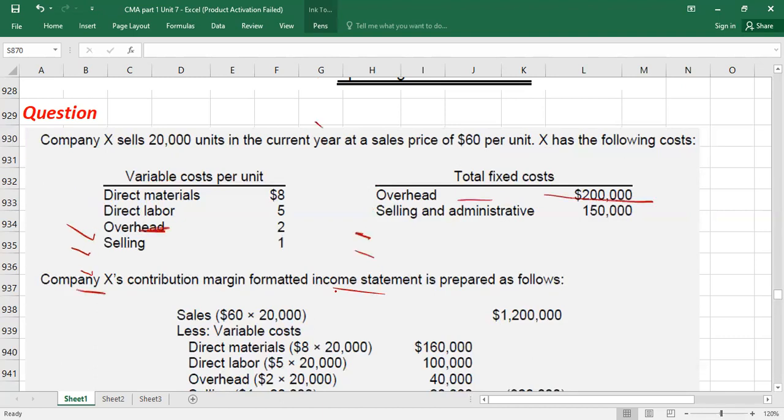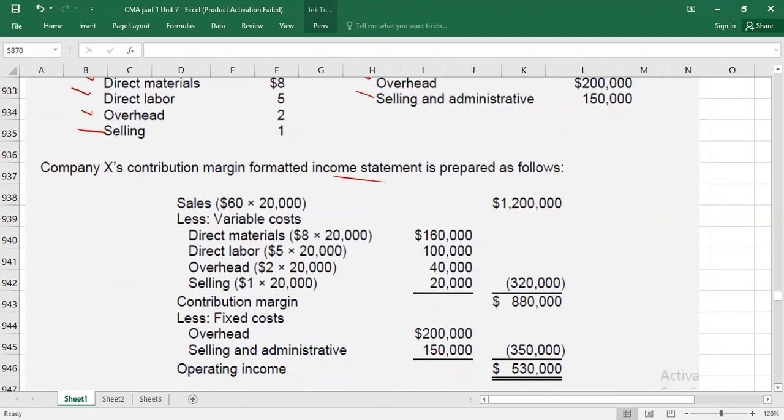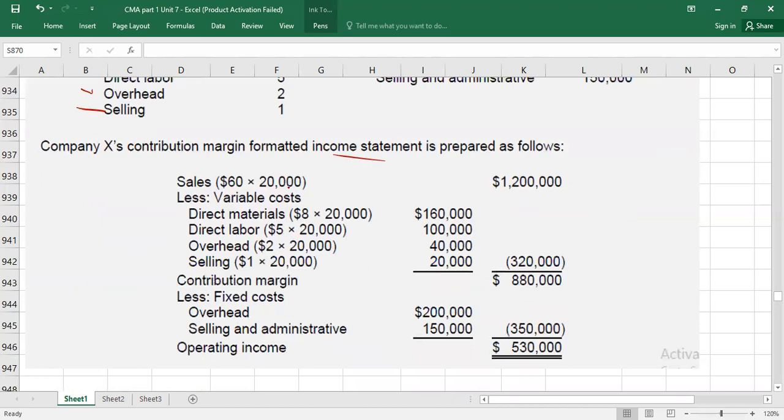So let's produce a small income statement using this data. You will write sales first. How many units did you sell? 20,000, given in the first line of the question, and the selling price was $60, also given in the first line. Your sales value is 1.2 million. Here they are not making a difference between product cost and period cost. They are following a simple format: sales less all variable costs, and then deduct fixed costs. So here you are deducting all variable costs.